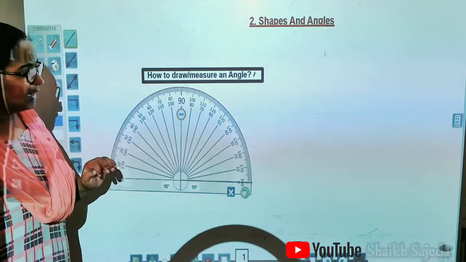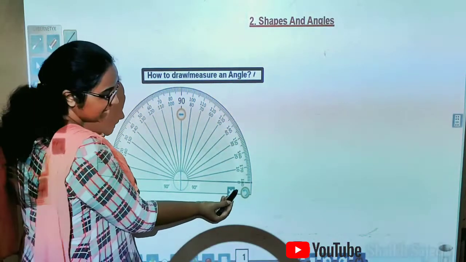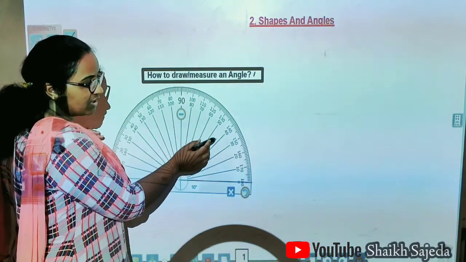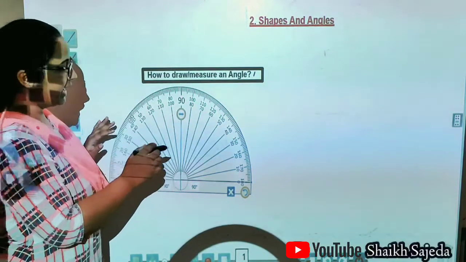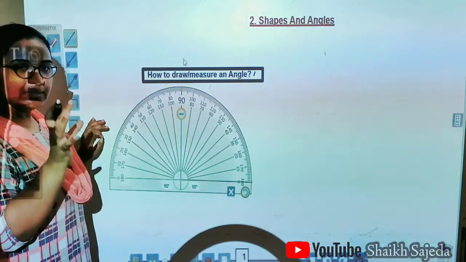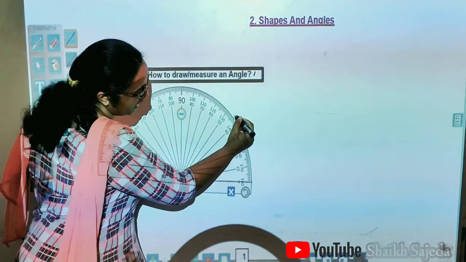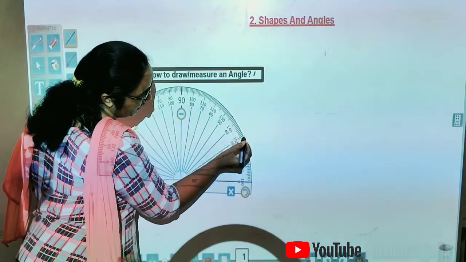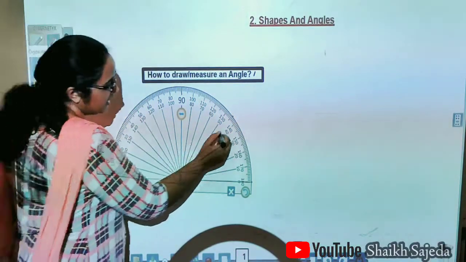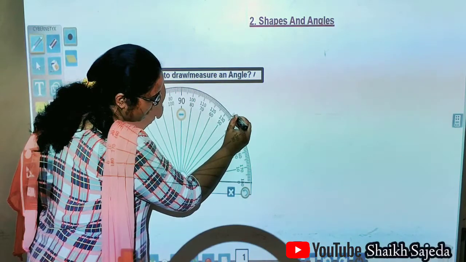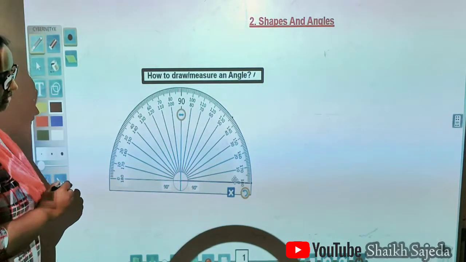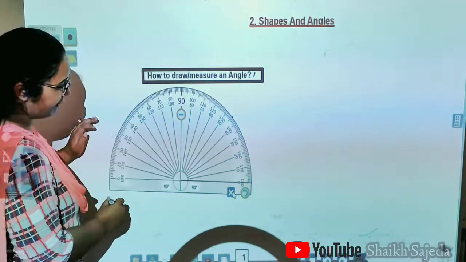Now I want to draw an angle of 45 degree. So I will start from here: 0, 10, 20, 30, 40 and 50. 45 is not given on the protractor, but we know that between this 50 and 40 one longer line is given that shows the exact middle number between these 2 numbers. So here it is 45 degree. So I will draw a small line here. I have put a point here at 45 degree.